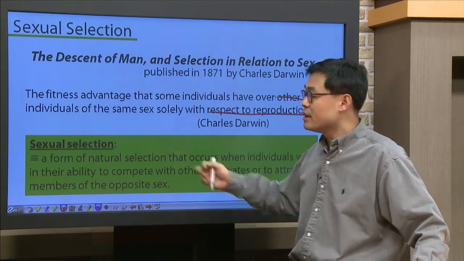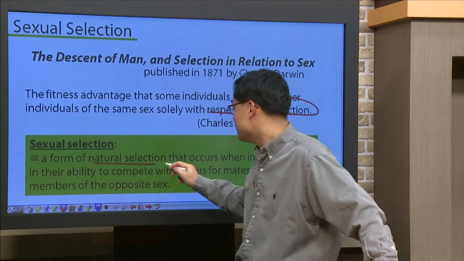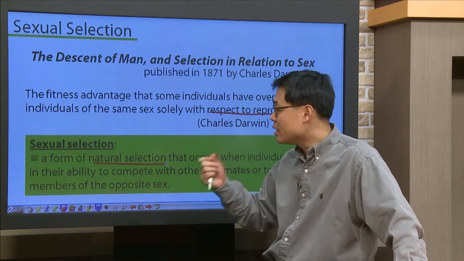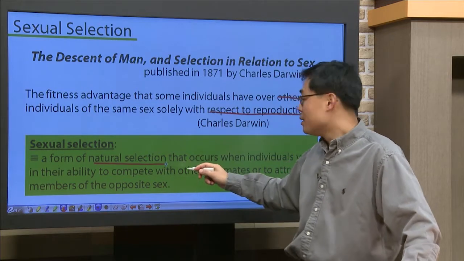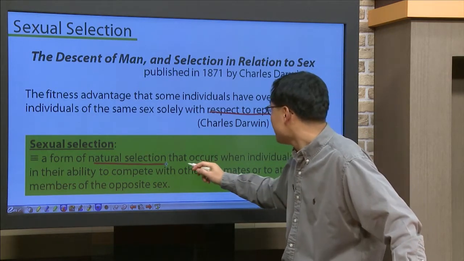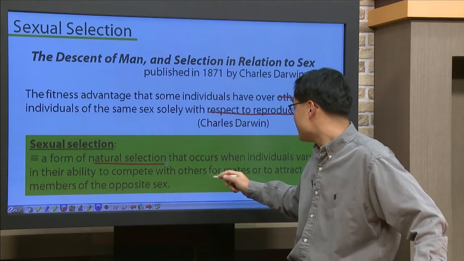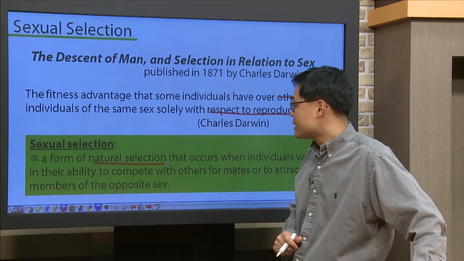Now we recognize sexual selection as a form of natural selection. We distinguish natural selection and sexual selection, but now we recognize that sexual selection is a kind of natural selection, which I'm going to explain later, that occurs when individuals vary in their ability to compete with others for mates or to attract members of the opposite sex.